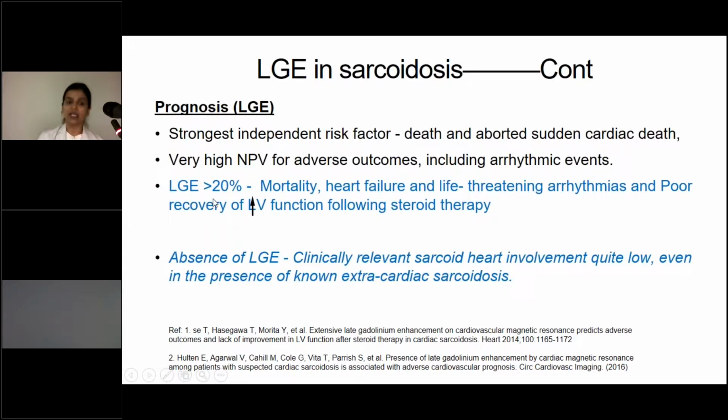On the other hand, according to a certain study, involvement of more than 20% of the left ventricular mass with late gadolinium enhancement suggests increased risk of mortality, heart failure, and life-threatening arrhythmias in such patients, and poor recovery of LV function following steroid therapy.